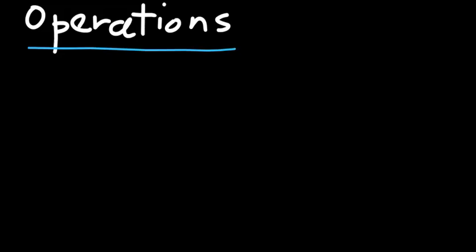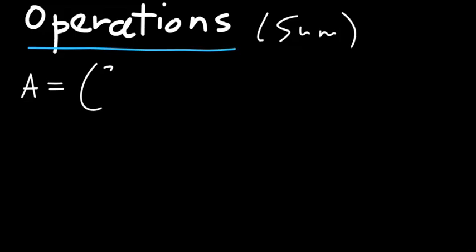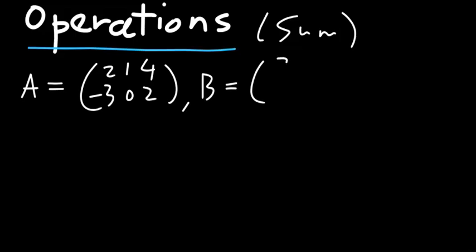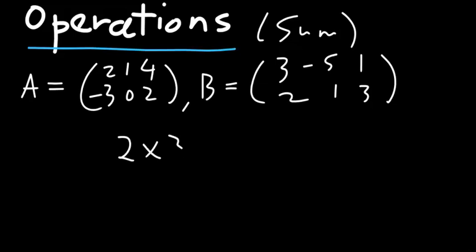Let's look at some basic mathematical operations that can be performed using matrices. The first one is summation. Assume we have these 2 matrices. Matrix A is 2, 1, 4, minus 3, 0, 2. And matrix B is defined as 3, minus 5, 1, 2, 1, 3. So both A and B are matrices of the order 2 by 3.